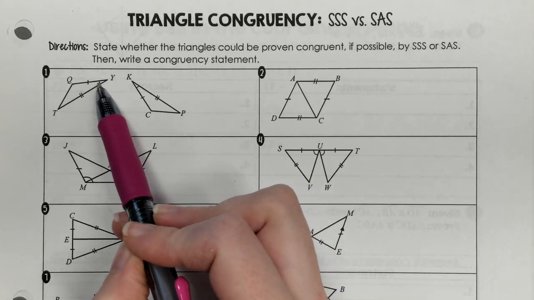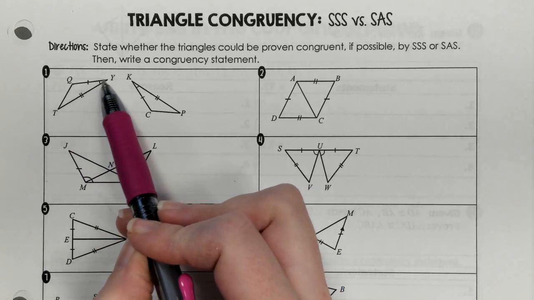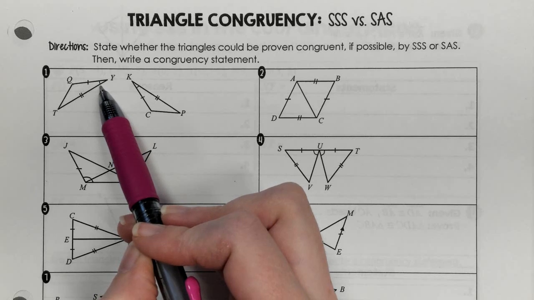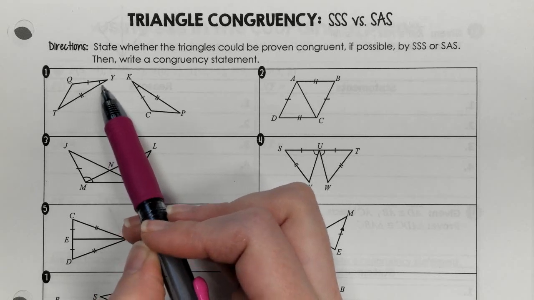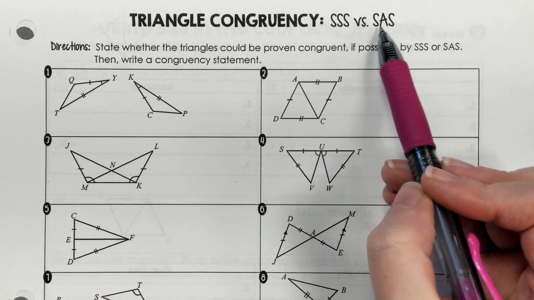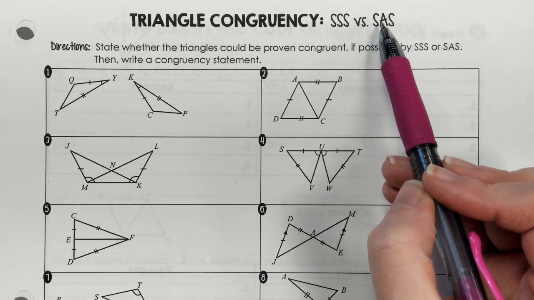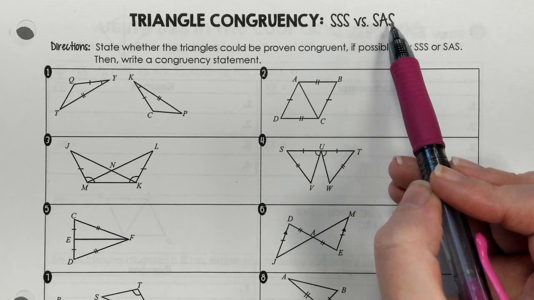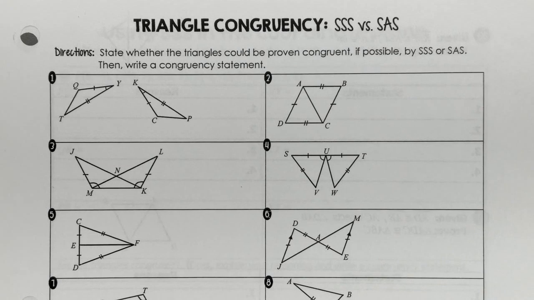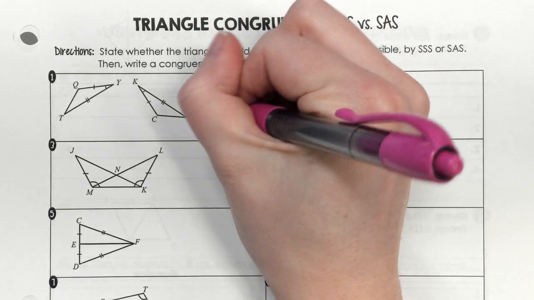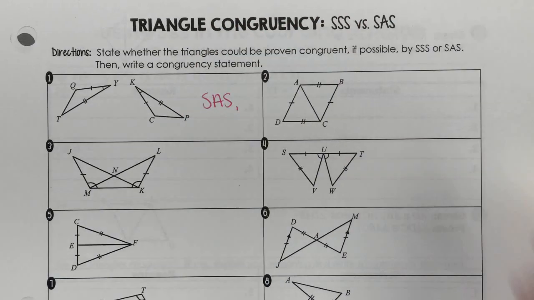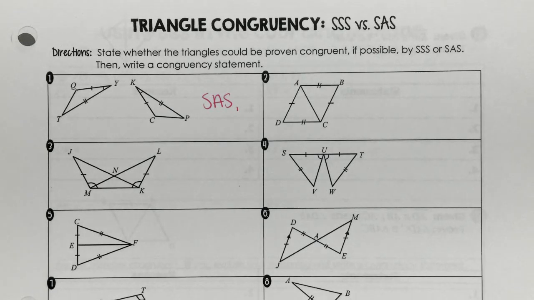And you know that this angle is where the sides intersect. So this angle is in between the two sides. So that meets the criteria for side-angle-side, because the angle must be in between the two sides. So this is going to be side-angle-side, and then you'll be able to write a congruency statement based off of those angles.